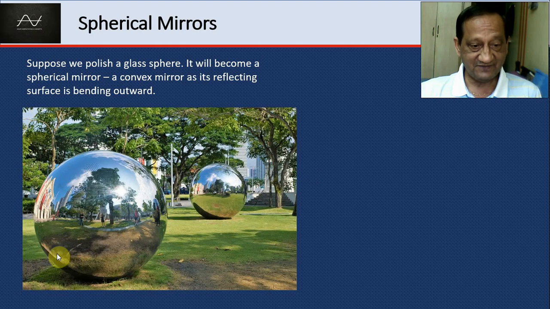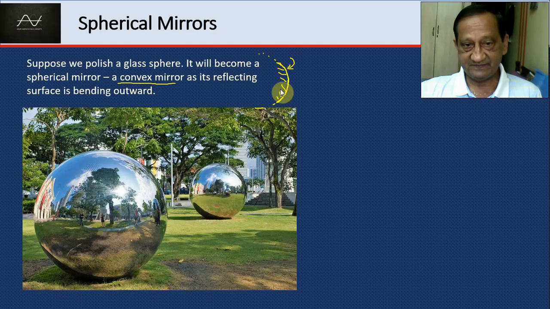So imagine that you have a sphere and you polish the entire sphere. So the outer surface of the sphere is the reflecting surface. And you can see how the images look. This would be called a convex mirror because the outside of the sphere is the reflecting part. Okay, I'm taking only a part of it. The outside is the reflecting part, and the inner one is silvered. So the outer surface being the reflecting surface, it would be called a convex mirror.